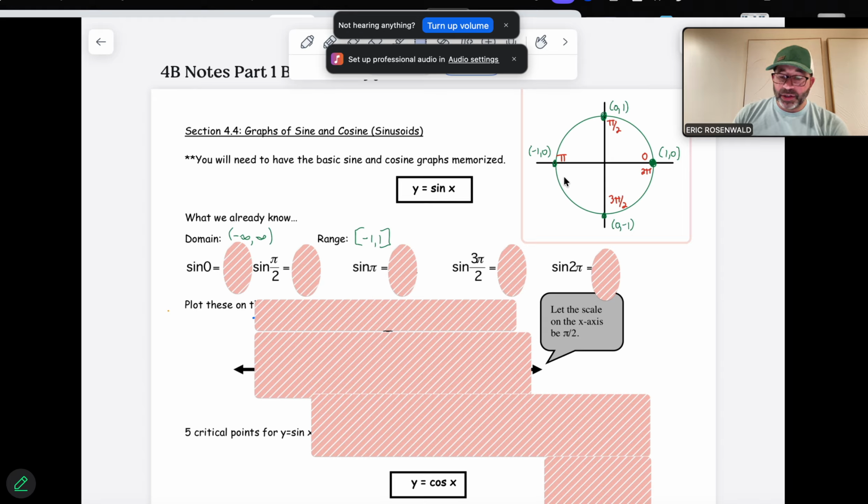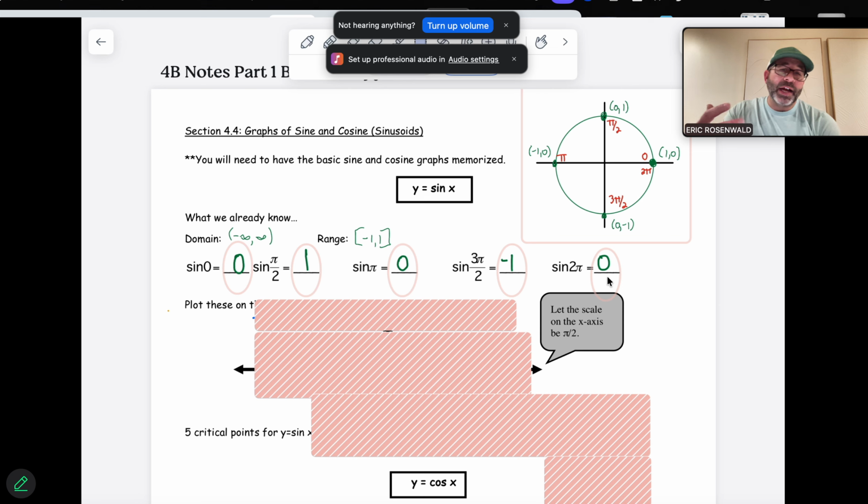So when we do the sine of 0, we look at the y value over here, and we can see that the y value is 0. When we do the sine of pi over 2, we're looking at the y value here. The y value over here is 1. And when we're looking at pi, it's going to be 0. Then at 3 pi over 2, it's going to be -1. And then at 2 pi, it's going to be back at 0. So there's all of our values.